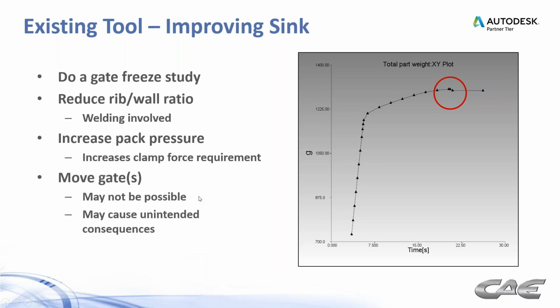Moving gates, this may or may not be possible, and it could cause unintended consequences. So if you're not sure what you're doing there, let's say you have a glass fiber filled material, for example, you start moving gates around. Now your fiber orientation changes and may completely change the warpage pattern of your part. So be careful with the moving gate solution. But if you do decide to do that, make sure you move your gates closer to those areas that are seeing the higher sink.